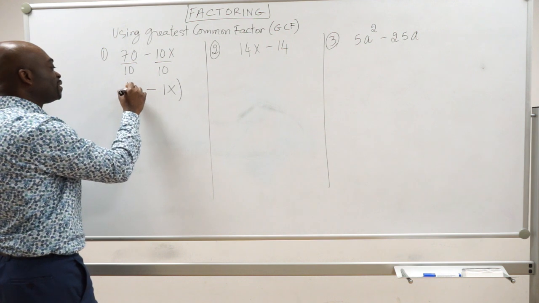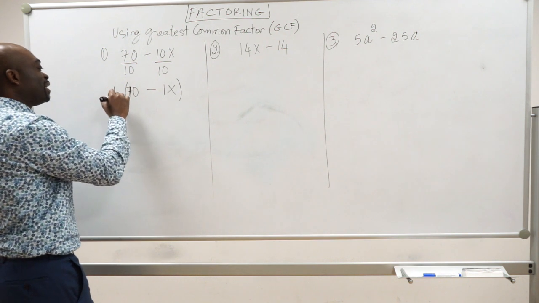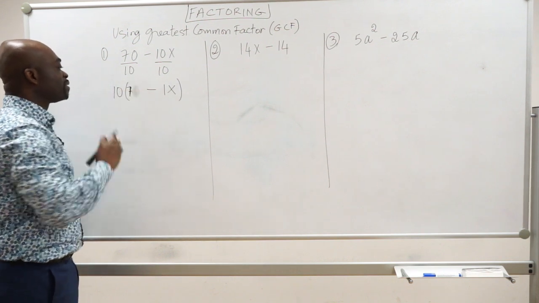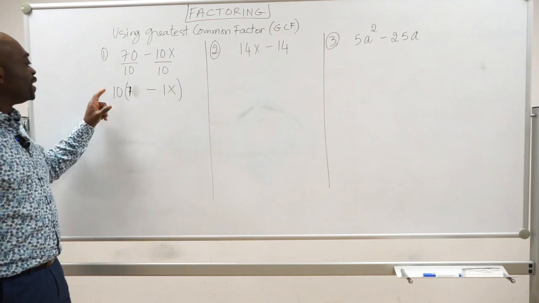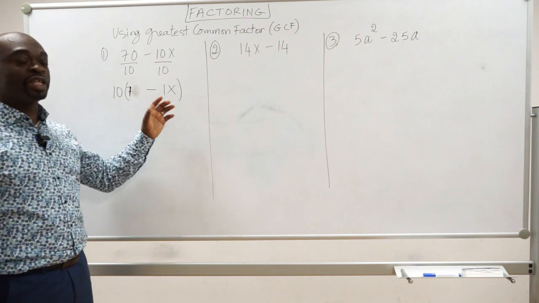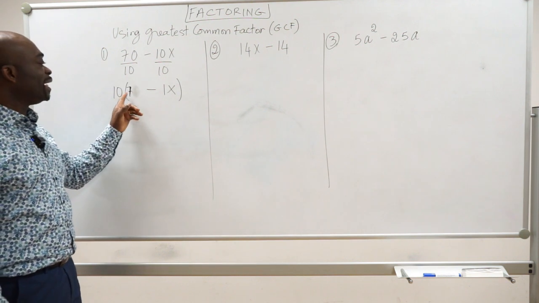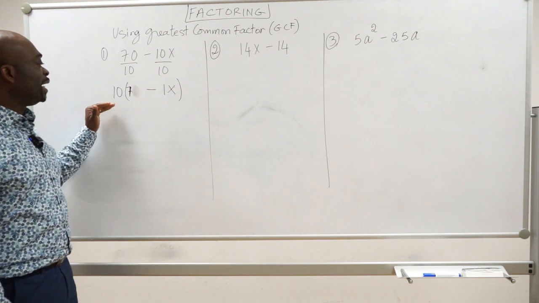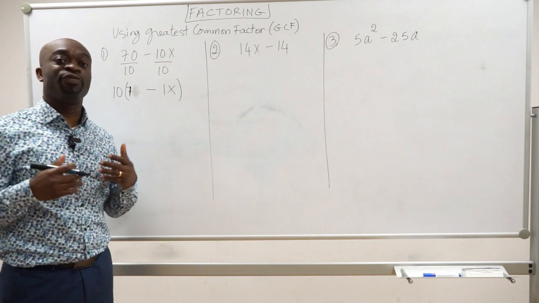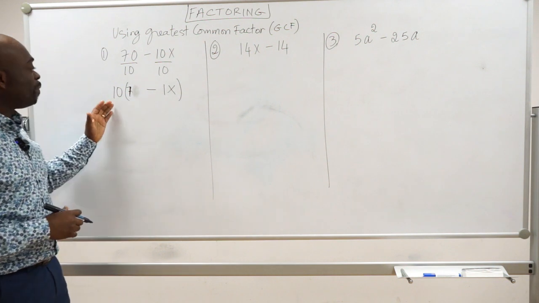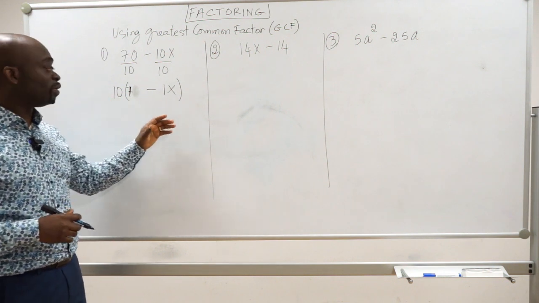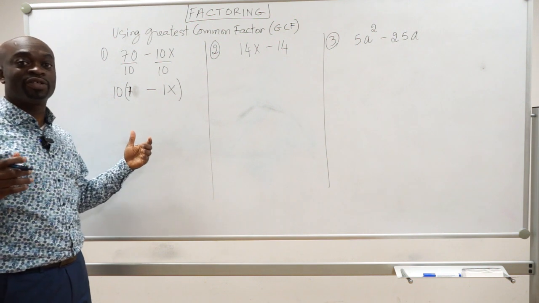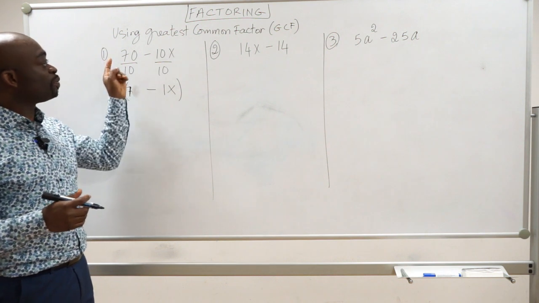So that would give us 7 here, and then you have 10 outside. 10 is what we have in common for these two. So 10 comes out, and then you have 7 left, and then you have negative 1x left. And how do you check to see if you are on the right track? By multiplying, using the distributive principle, the 10 by the 7 and the 10 by negative 1x, and then you get your answer back. You should get the original problem back.